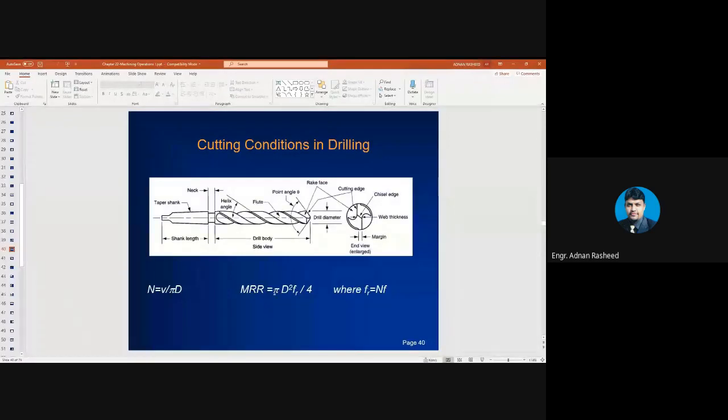Okay, so these are the formulas. N is equal to V over pi D. MRR is represented by pi by 4 d square into FR, and FR is equal to N times f, and Tm for a through hole is equal to (T plus A) divided by FR, and Tm for a blind hole is (D plus A) divided by FR.